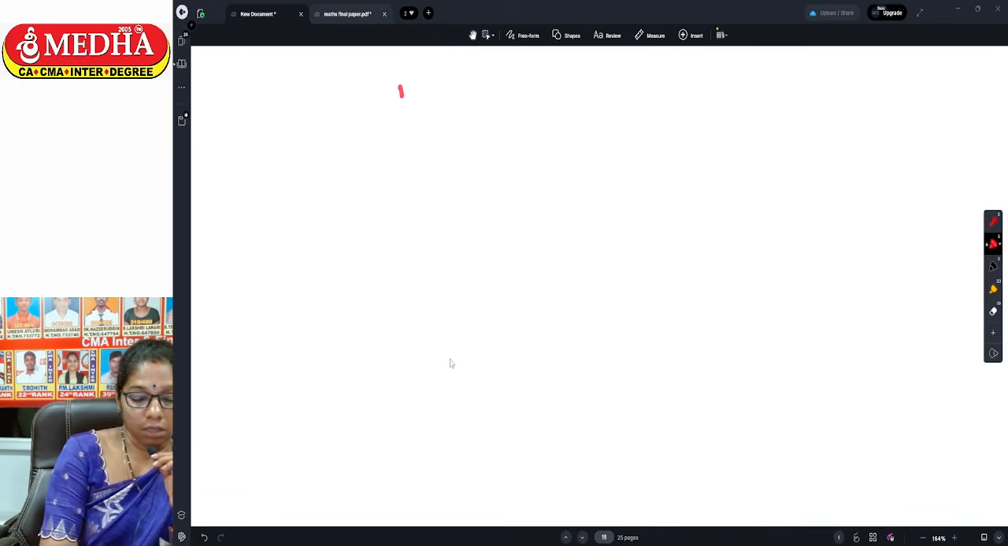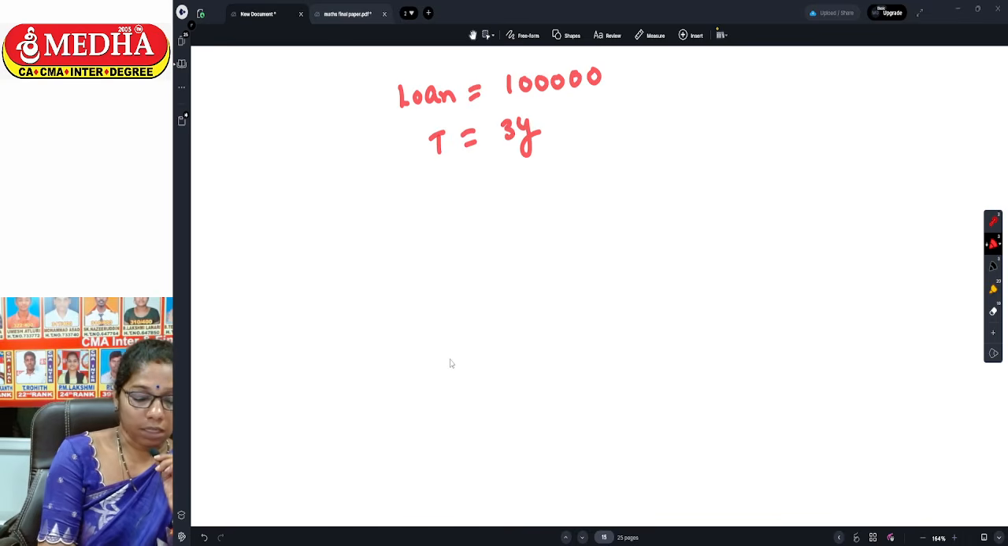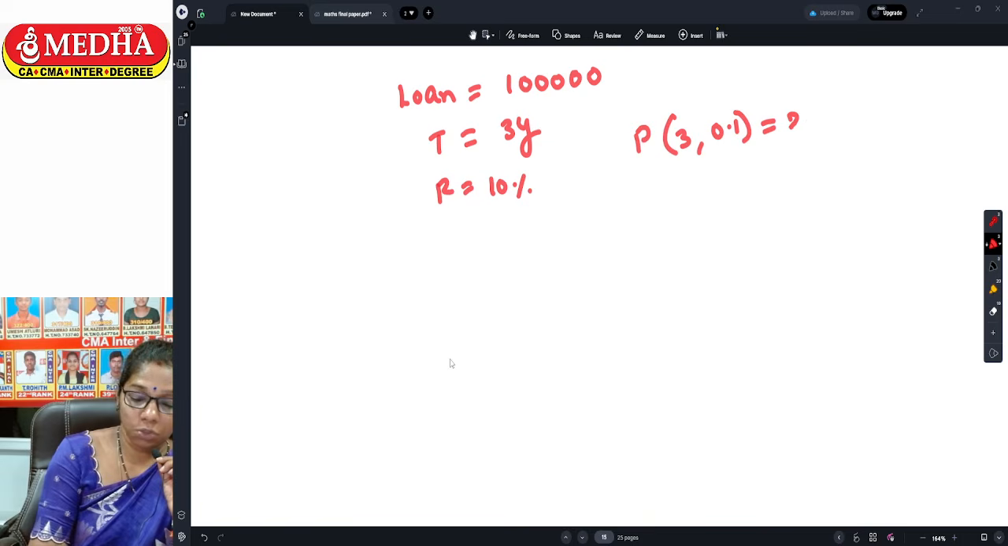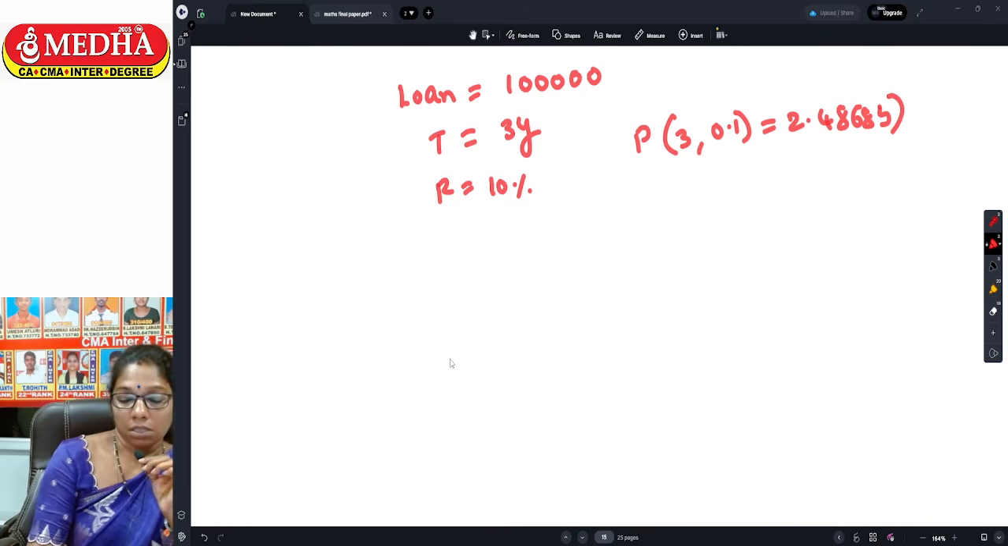So here the loan amount is equal to 1 lakh rupees. Time period is 3 years, 3 yearly installments. And the rate is equal to 10% per annum. And it is also given that P of 3 comma 0.1 is 2.486851. So this is the given data.